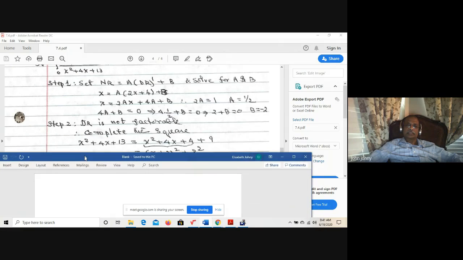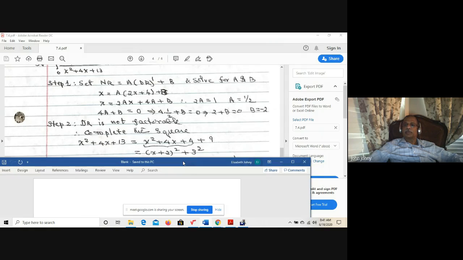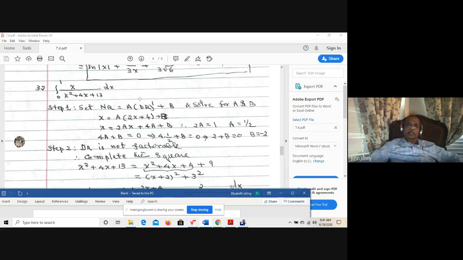So what you do is x squared plus 4x plus 13 is x squared plus 4x plus 4 plus 9, because x squared plus 4x plus 4 is x plus 2 the whole square, and 9 is 3 square, and so that is why this becomes this expression. So you set it up as a times the derivative of the denominator plus b.